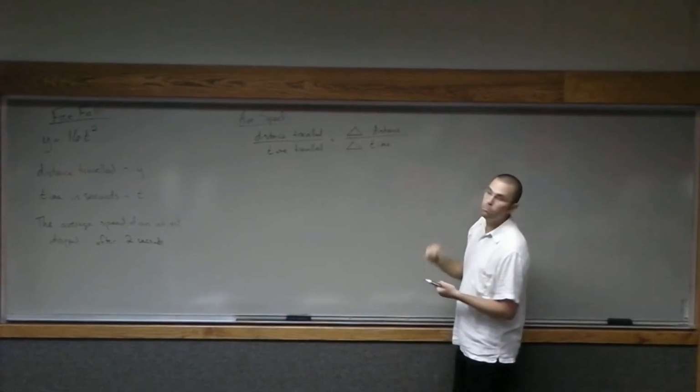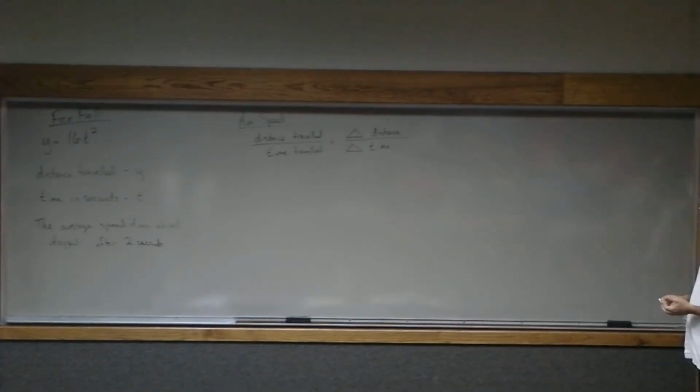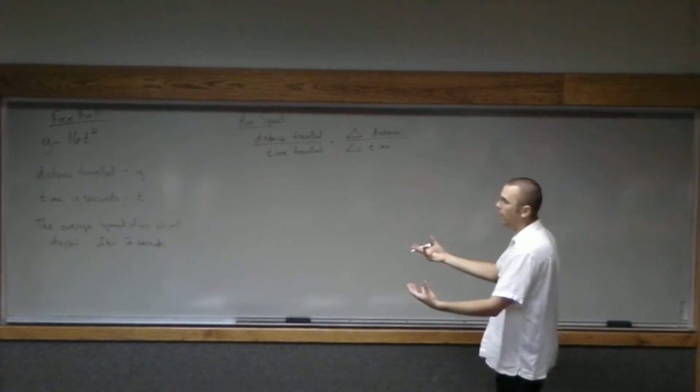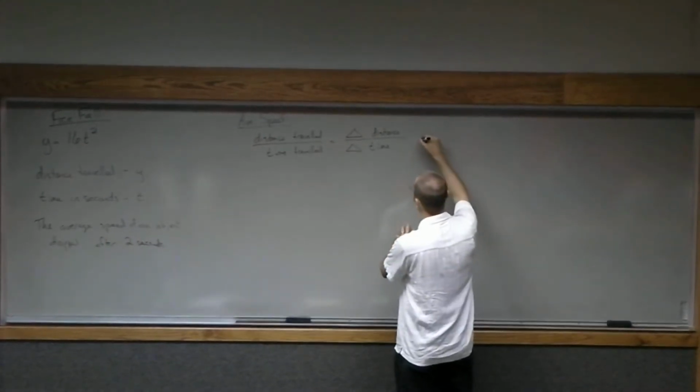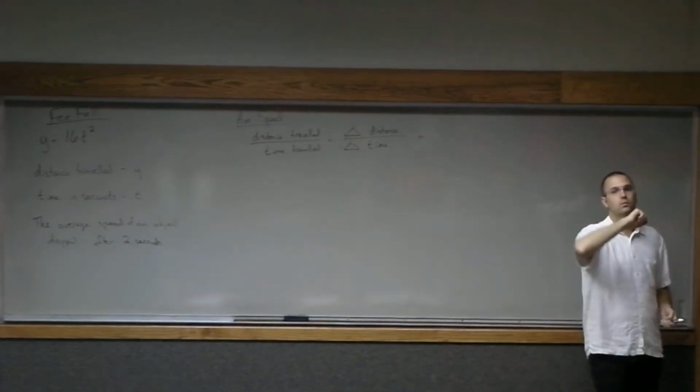Change in time. I want to calculate the average speed of this particular object after 2 seconds. So, how do I do that? In this case, how do I find the distance traveled?